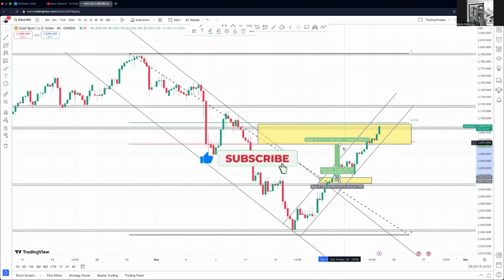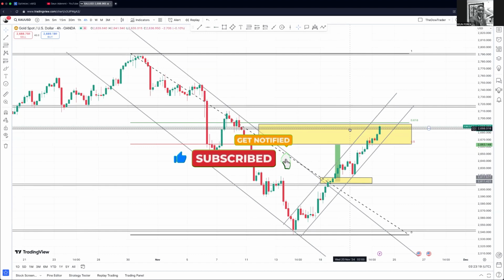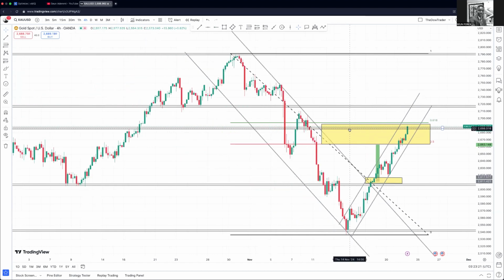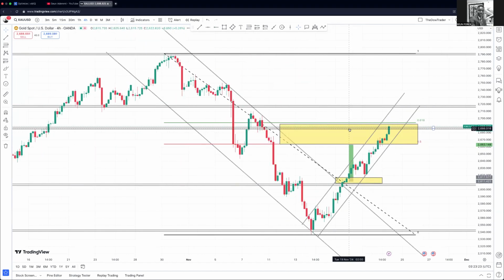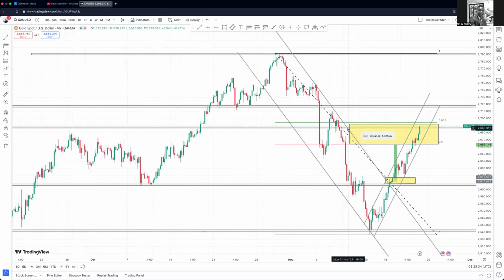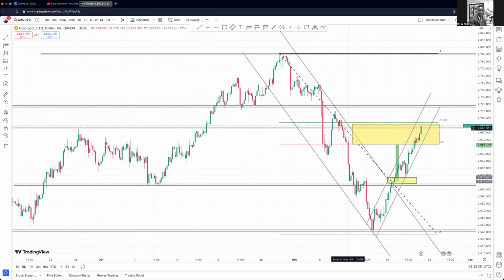Now back to this market structure. You can easily see right now that gold is at the exact place where we predicted it to be, which is that gold wants to form a head and shoulders chart pattern. And right now, gold is at 2,686 ounces, which is exactly the same place we predicted.